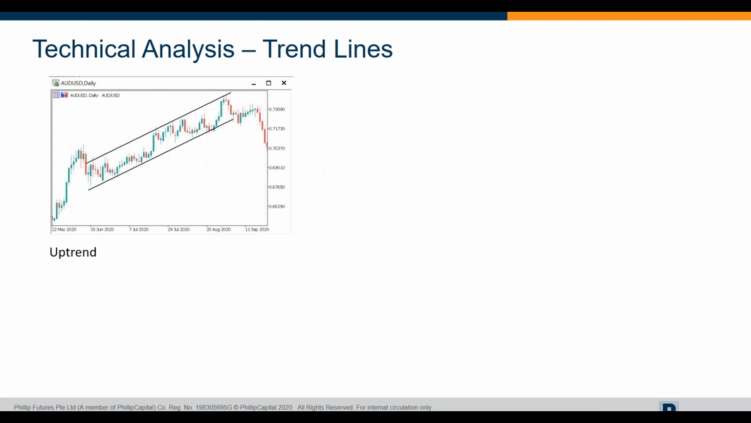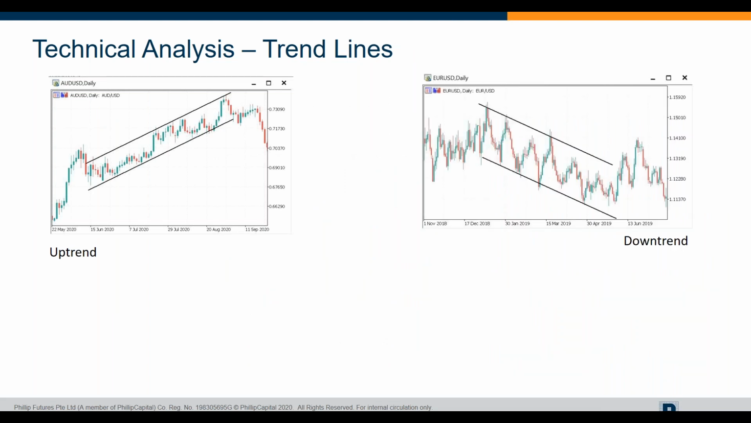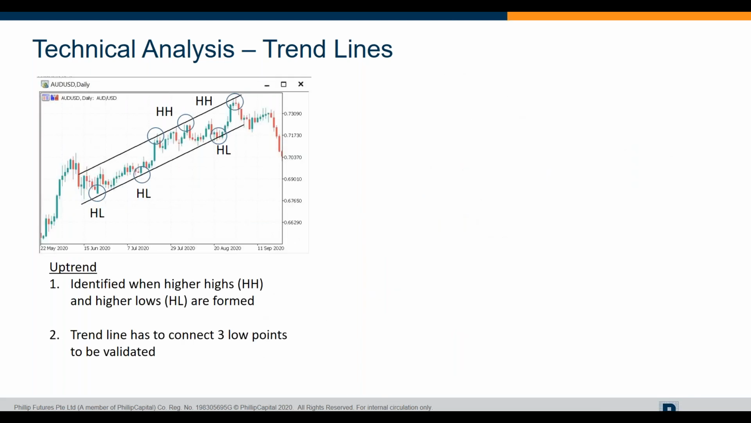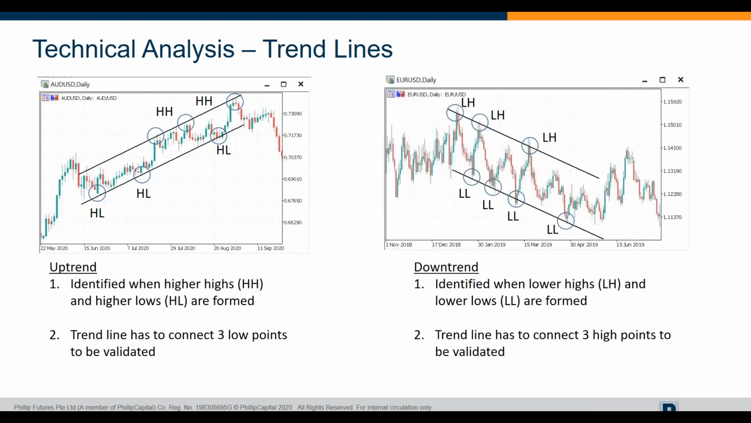So talking about trend, there are basically three types of trend. You can either go up, down, or sideways. You map a trend by identifying higher highs and higher lows. So to identify a trend line, you have to connect three low points to be validated. You need to touch at least three points to validate a trend line. The same is true for the euro dollar, for this downtrend.